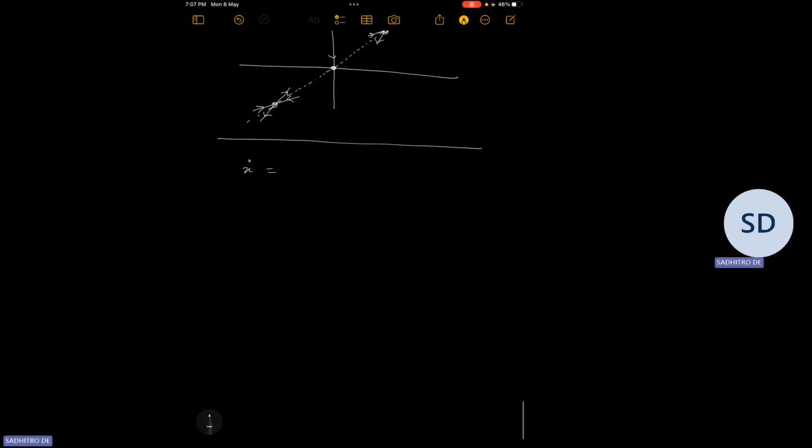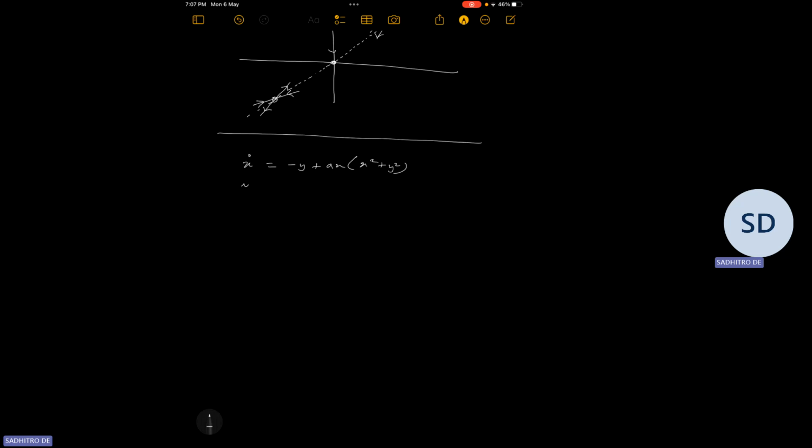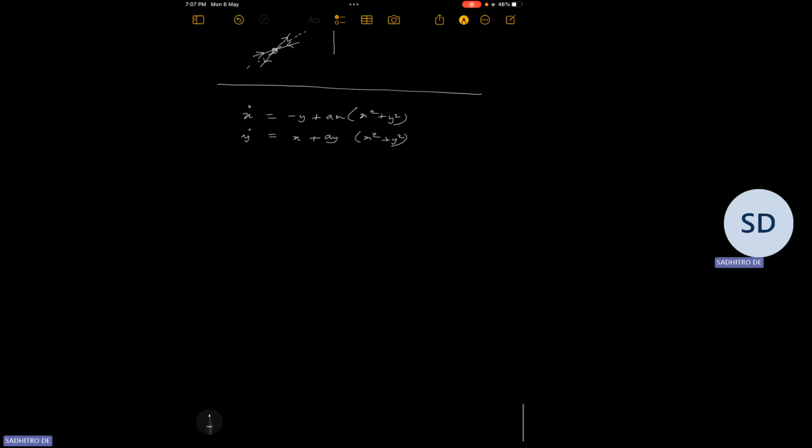Okay, now let us consider the system x dot equal to minus y plus x times x square plus y square, and y dot equal to x plus y into x square plus y square. Now if you try to linearize the system, then what we do is that we basically neglect all nonlinear terms.